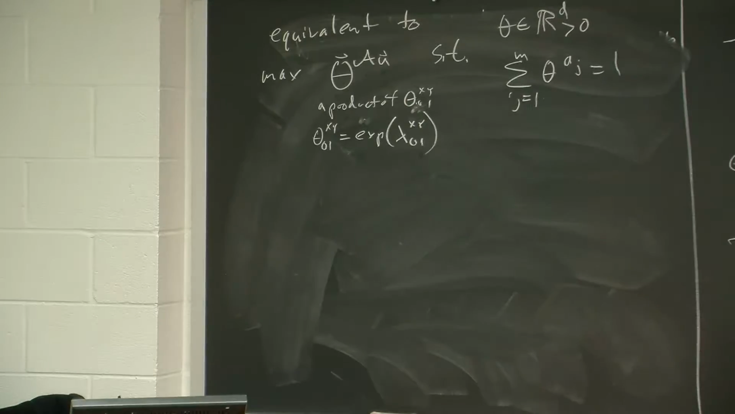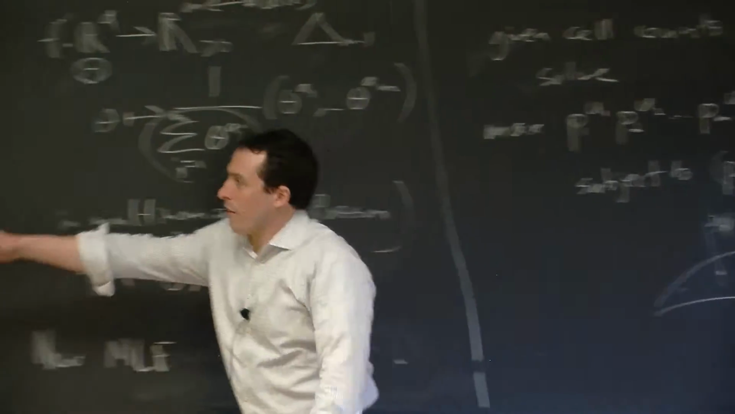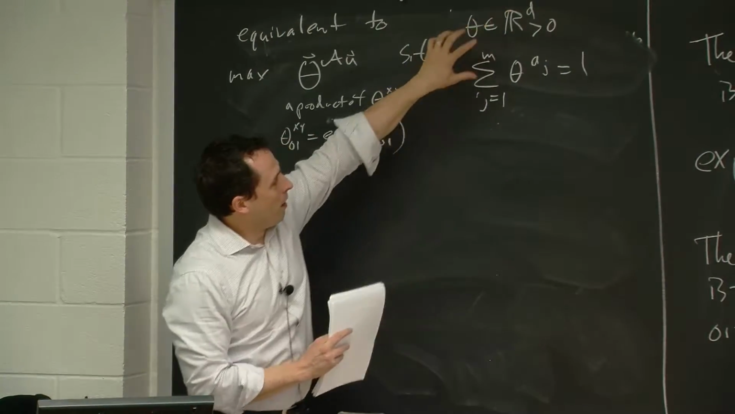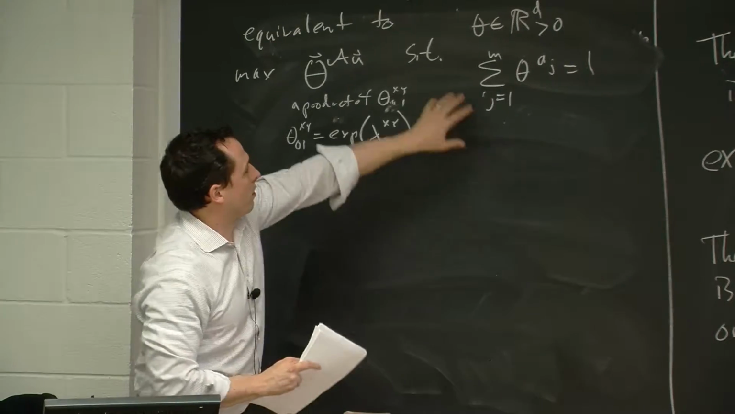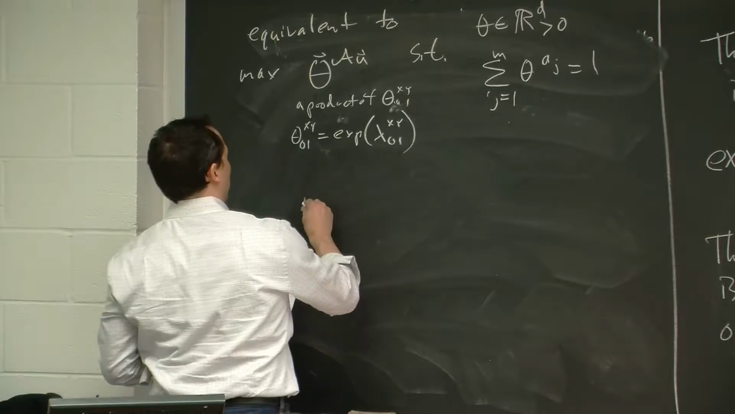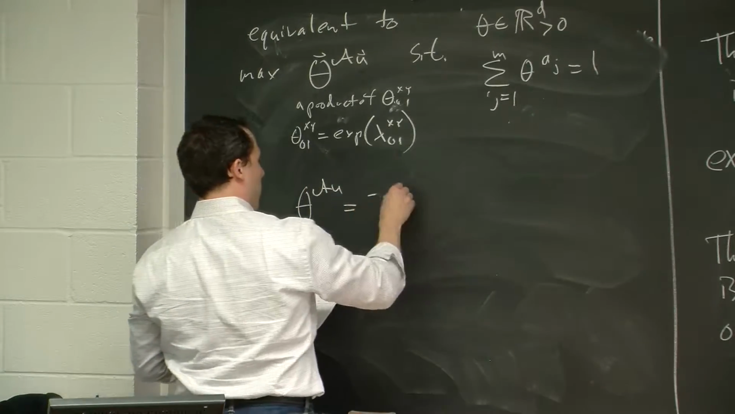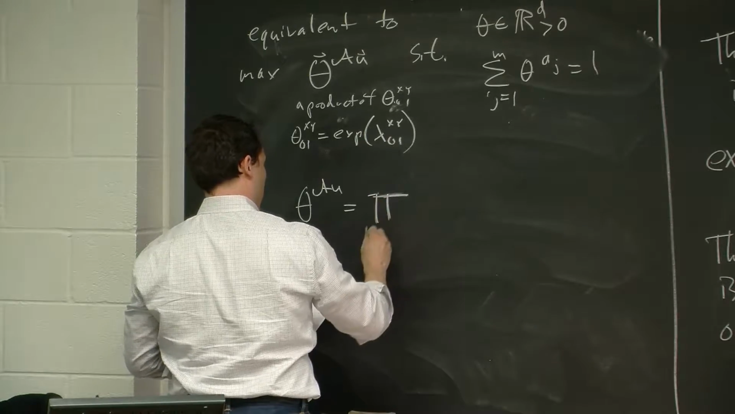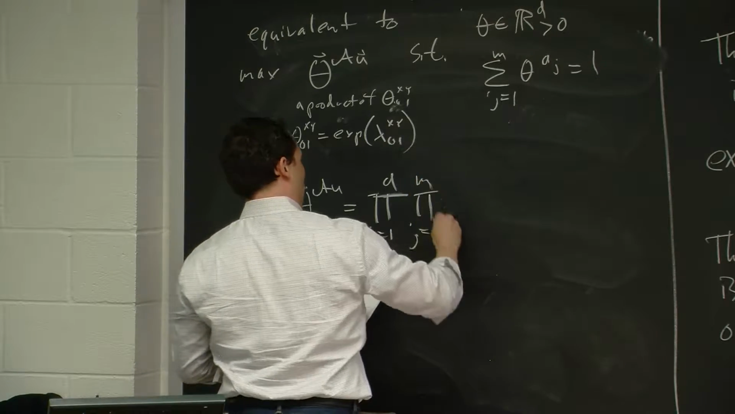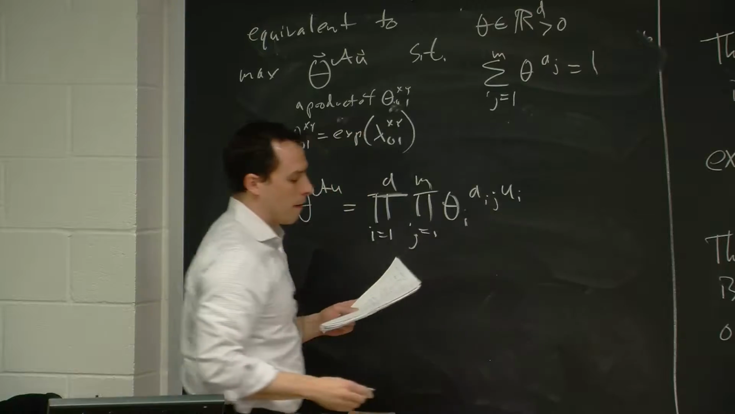So this constrained optimization problem is not clear how to solve because we have to get a handle on this thing. This is another constrained optimization problem, but the constraint is much simpler. I have an orthant, and then I have just a single constraint. And just to be absolutely explicit, let's say A u, the theta to the A u, I can write it out as the product i equals 1 to D, the product j equals 1 to M, theta_i to the A_ij u_j. Okay.